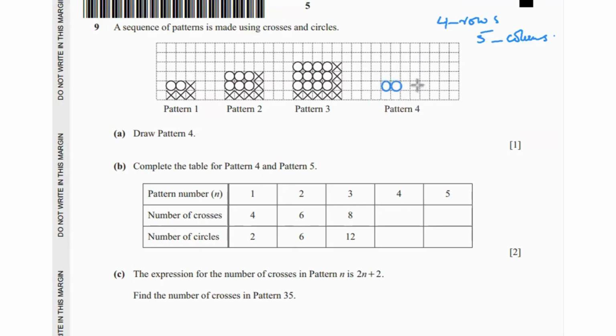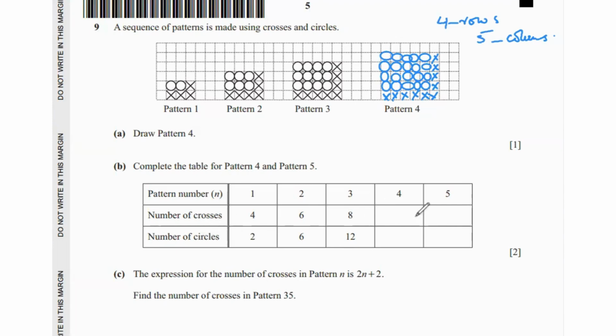So 1, 2, 3, 4, 5. 1, 2, 3, 4, 5. 1, 2, 3, 4, 5. And 1, 2, 3, 4, 5. Okay. Now for the crosses, we just add them around the boundary. So that's your 4th pattern.